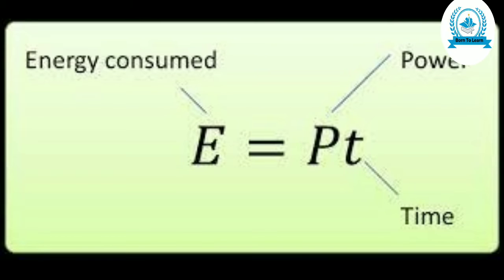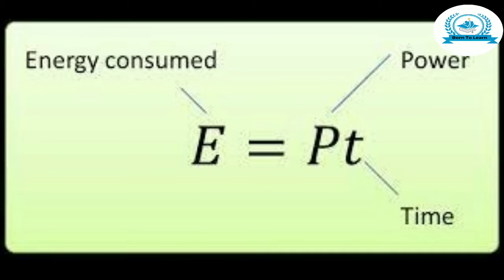Commercial unit of electrical energy: kilowatt hour. The SI unit of electrical energy is joule, and we know that 1 joule is the amount of electrical energy consumed when an appliance of 1 watt power is used for 1 second. 1 kilowatt hour is the amount of electrical energy consumed when an electrical appliance having a power rating of 1 kilowatt is used for 1 hour.